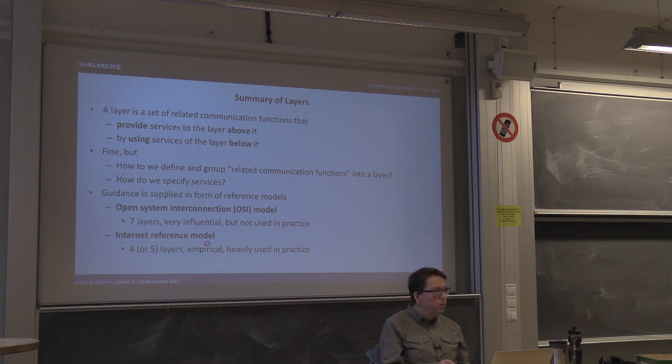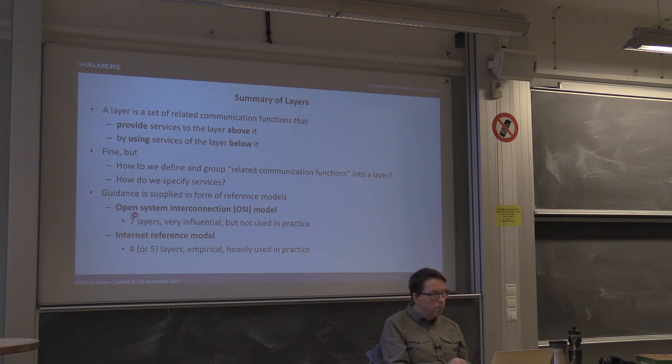The internet reference model is either 4 or 5 layers, it depends on how you look at it and which book you look at. So it's either 4 or 5. It's something which is empirical, which means basically it just evolved, right? Without holistic thinking about how we should do a reference model. And it's something which is used heavily in practice. So you know TCP/IP, you perhaps heard of this. That relates to the internet reference model. And so we will contrast these towards each other.